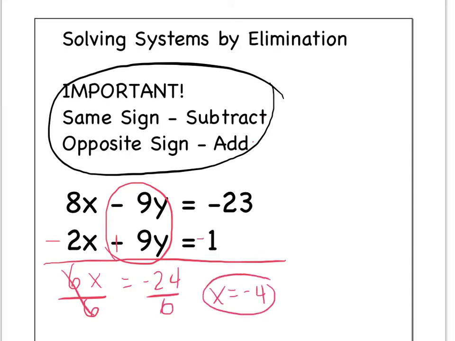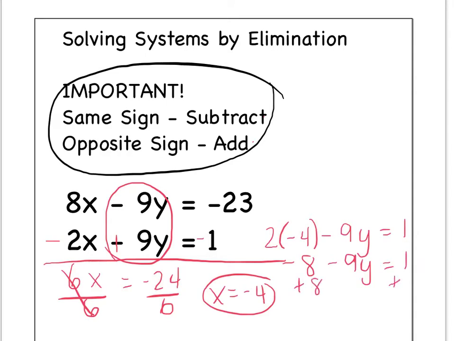Now we're not done yet because we have to take that negative 4, plug it back in, and see what y equals. So I'm going to take it into the 2x: 2 times negative 4, minus 9y equals 1. Negative 8 minus 9y equals 1, add 8, negative 9y equals 9. If we divide by negative 9, y equals negative 1.